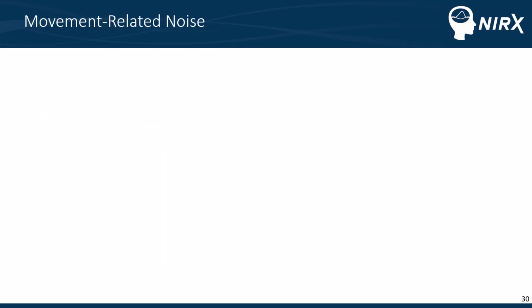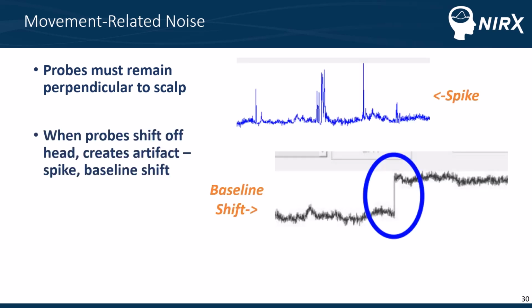Okay, movement-related noise. With fNIRS experiments, you can move, but under the stipulation that the probes remain perpendicular to the scalp and that they move the same amount that the subject moves. When probes shift off the head, it creates a spike or a baseline shift as basically a reflection of the motion artifact. A spike occurs when the probe momentarily shifts off the head, and a baseline shift occurs when the probe moves off the head and stays there.